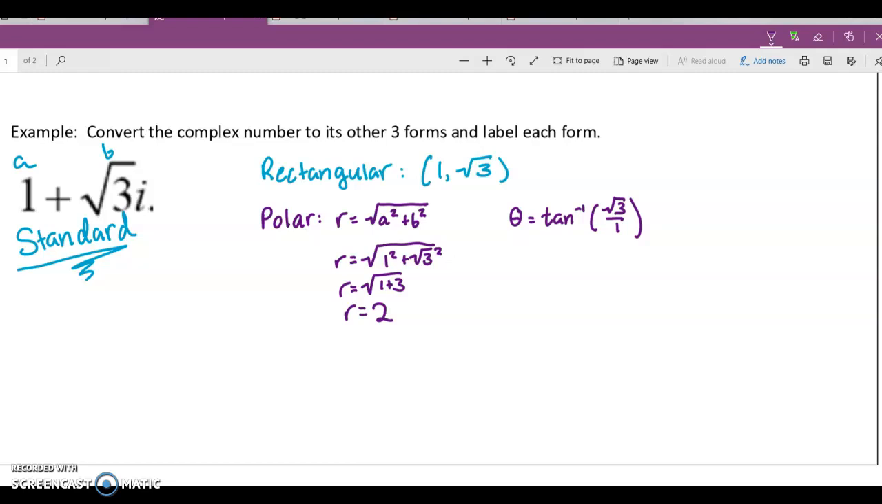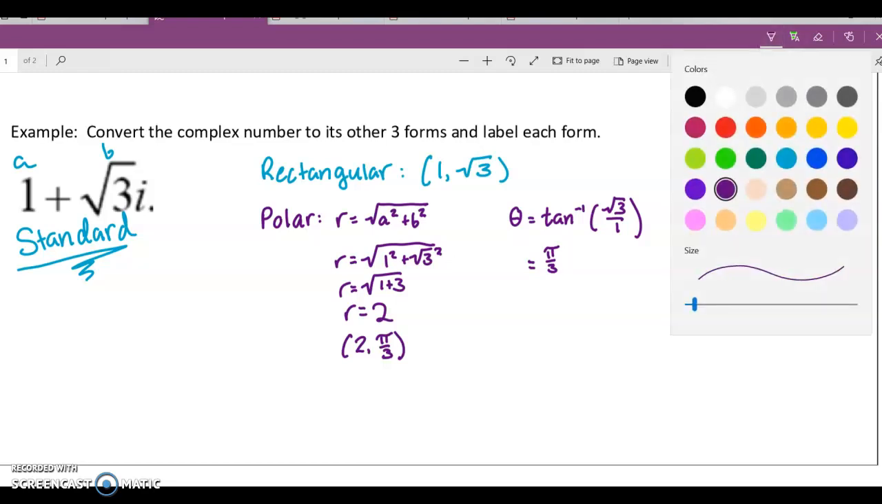So we need to ask ourselves, okay, what theta value on the unit circle, and this one does happen to be on the unit circle, gives us a tangent value of the square root of 3, and that would be pi over 3. Or it could be 5 pi over 3, because that's in quadrant 3 and tangent's positive in quadrant 3. However, this is in quadrant 1 because our x and our y are positive. So our polar form for this complex number is going to be 2 comma pi over 3.